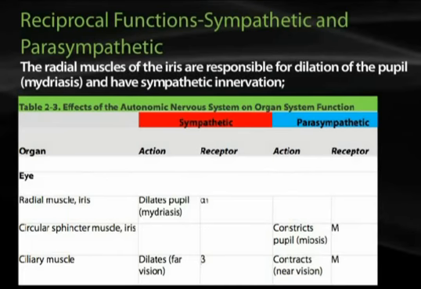The radial muscles of the iris are responsible for dilation of the pupil, mydriasis, and have sympathetic innervation. So, for example, alpha-1 activation will dilate the pupil, whereas muscarinic activation works in a different group of muscles, the circular sphincter muscles, to constrict the eyes. The ciliary muscles will dilate to facilitate far vision. This is a beta adrenergic response, whereas they will contract for near vision, and this is a muscarinic response.